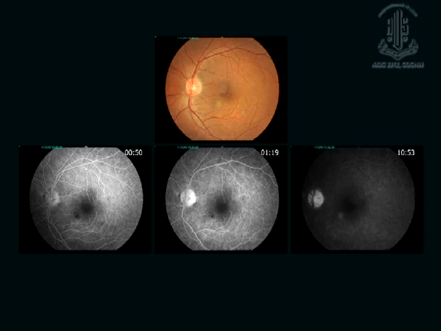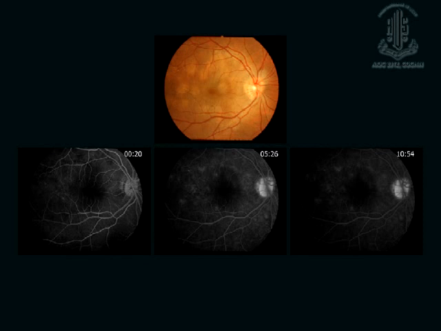This uniform bright staining of the disc in the late phase is not normal. The disc in the late phase generally stains just as a rim, with a relatively hypofluorescent center. So this again tells you that it's likely to be an inflammatory pathology. It's one more evidence for it to be an inflammatory pathology. So what you're trying to do from the angiogram is understand the disease process much better.